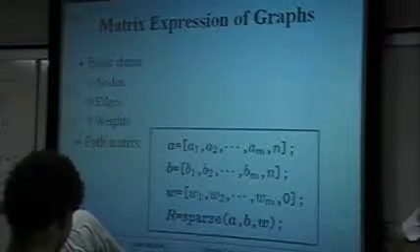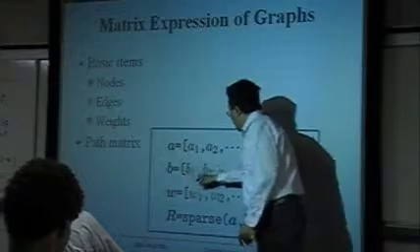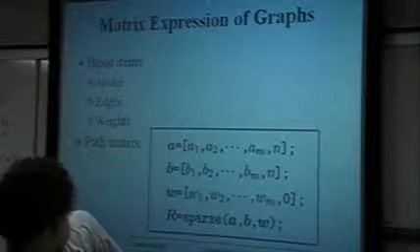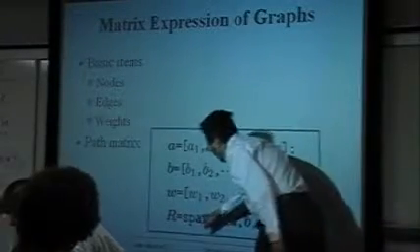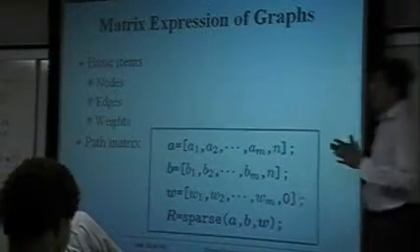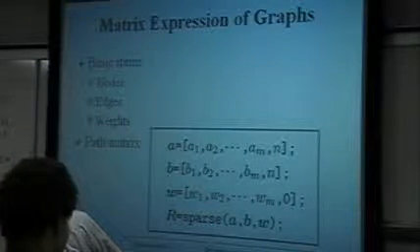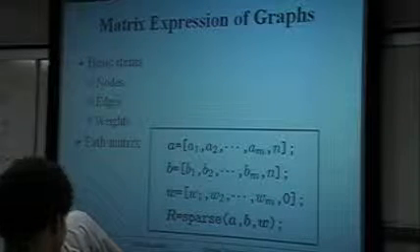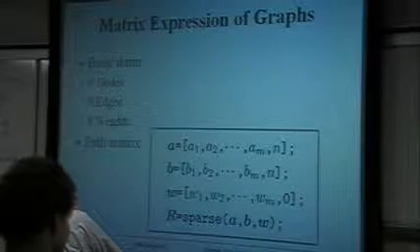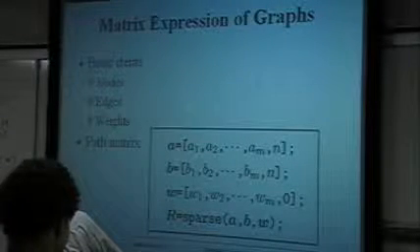So we can just list the starting nodes in vector A and end nodes in vector B, and then the weight in vector W. And then we can use the sparse command to create a matrix with A, B, and W. If you are not happy with the sparse matrix, you can use the full command to convert it to a normal matrix.